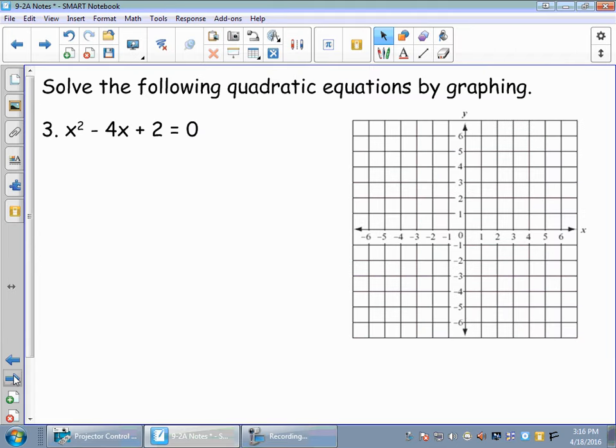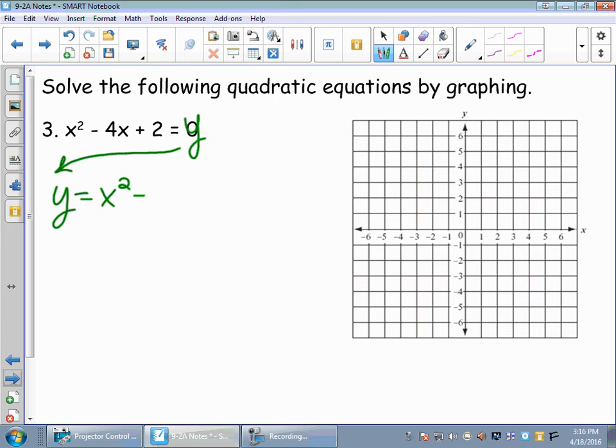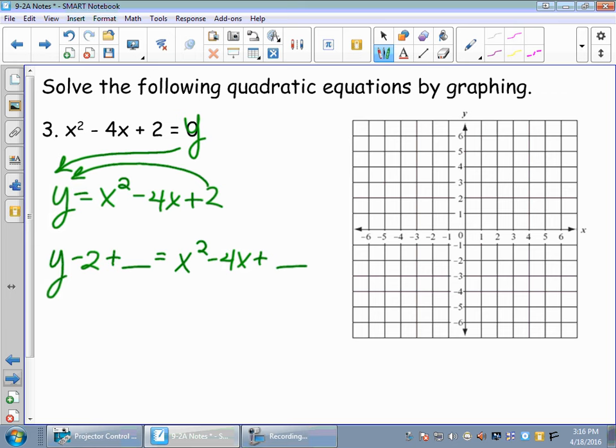Another example here. They do take a little bit of time. So we're going to graph this one. And I'm going to replace this with y and rewrite it so it's y equals x squared minus 4x plus 2. I'm going to put this into vertex form just to get you used to that. So it's not perfect. I'm going to move out old c. Y minus 2 plus some space is equal to x squared minus 4x plus some space.